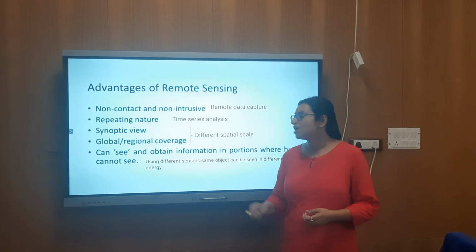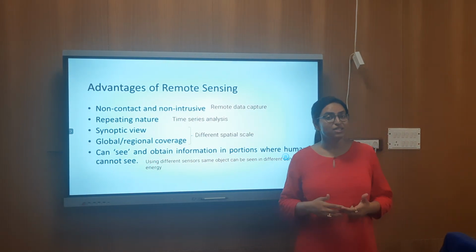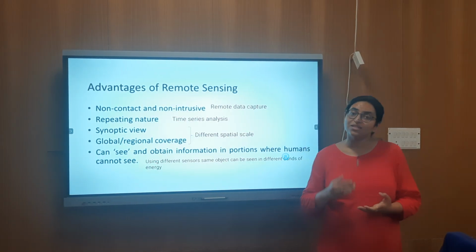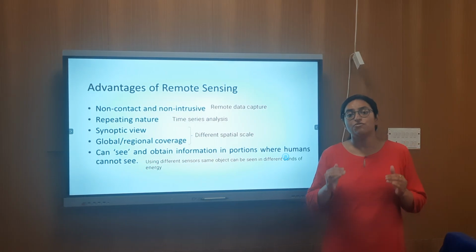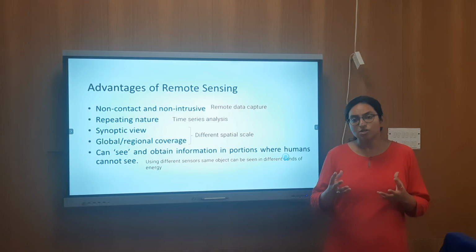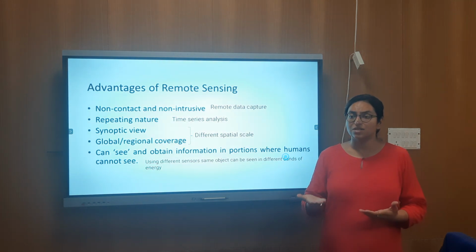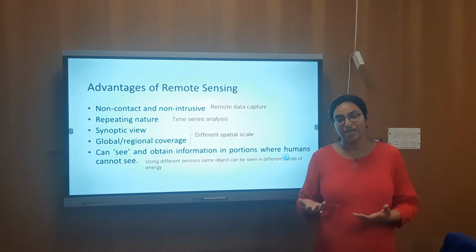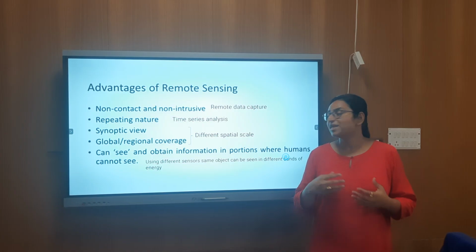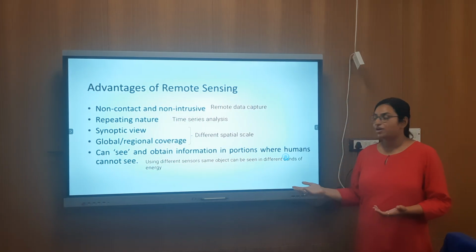And last but not least, we can see and obtain information in portions where humans cannot see. As we have already discussed, a part of the radiation is absorbed by the objects. That is later emitted, but that emitted energy falls in the thermal spectrum of electromagnetic radiation, and thermal rays cannot be sensed by the human eye. But when a remote sensing satellite captures the thermal bands, we can easily find out the temperature emitted by the object. So that information can be obtained using different sensors. That information can be seen in different bands of energy.